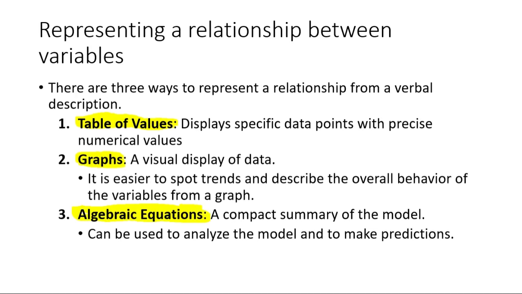In general, these are the 3 most popular ways to represent a relationship between variables from a verbal description. A table of values displays specific data points with precise numerical values. This is a great tool to help give us an idea of how the variables relate to each other. A graph is a visual display of that data. From a graph, it's much easier to spot trends and describe the overall behavior of the variables.